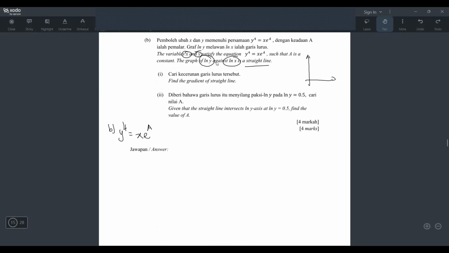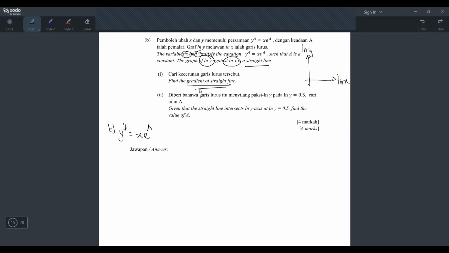They will give you the y-axis and x-axis. So they already say ln y against ln x. So definitely your y-axis is ln y, your x-axis is ln x, right? And then they say number 1, find the gradient of the straight line. Okay, you cannot find the gradient first. You have to change the equation to linear form first. Only then can you find the gradient.